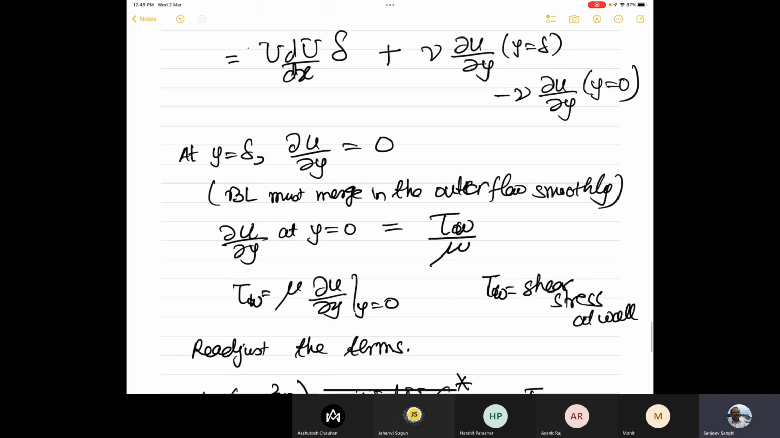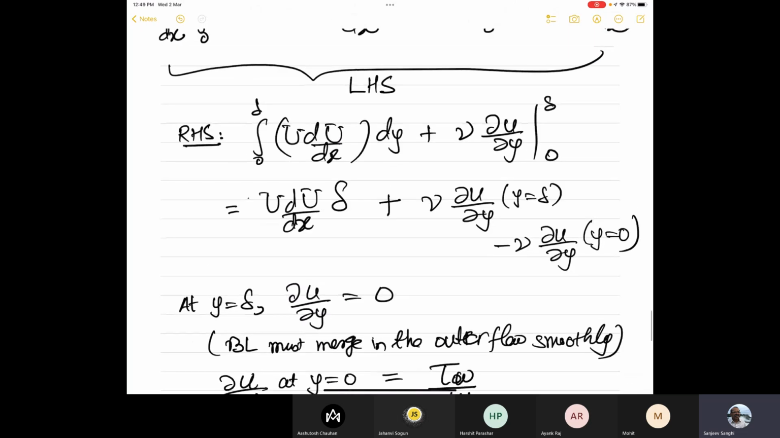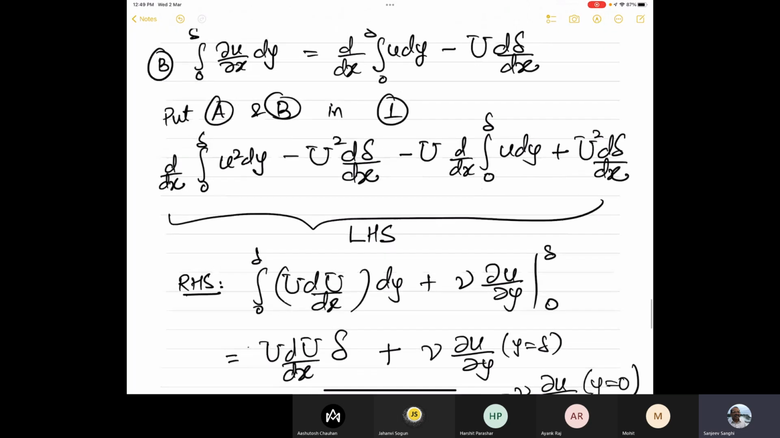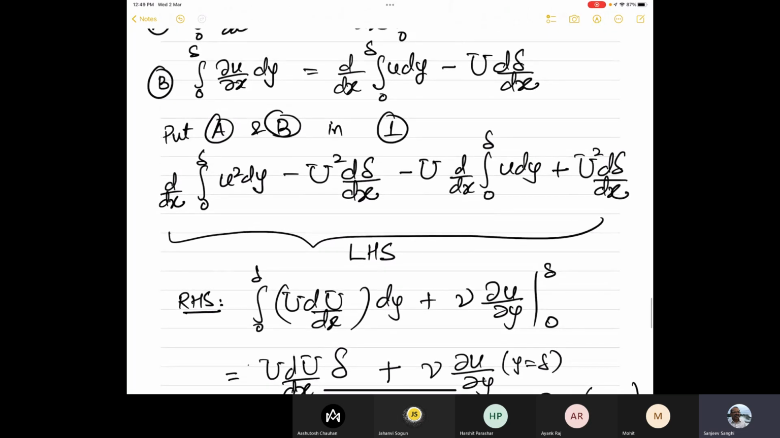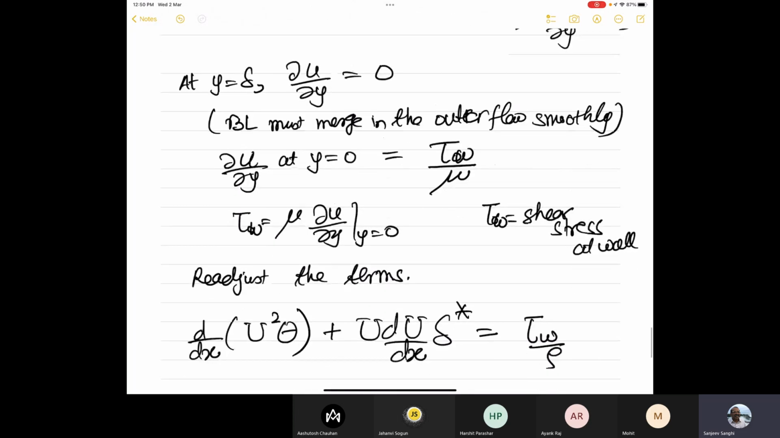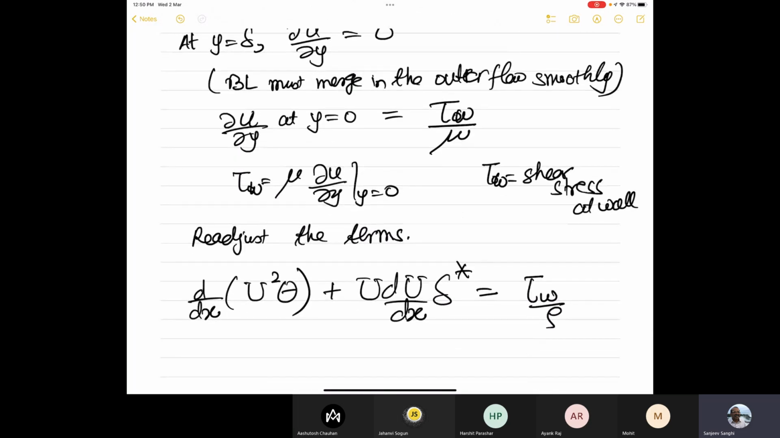So this you can check when you look at this left hand side. There are terms like u square minus u square. And then there is a capital U times small u. So these two will lead to the boundary layer theta term, and then you will get this. And so finally you are left with this. What you get is d by dx of U square theta plus U dU by dx delta star is equal to tau wall by rho.